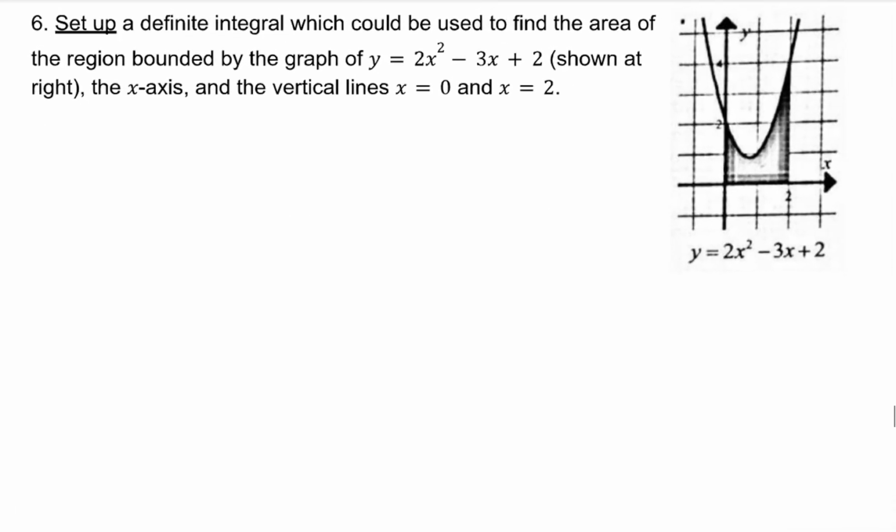Set up a definite integral which could be used to find the area of the region bounded by the graph of y equals 2x squared minus 3x plus 2, the x-axis, and the vertical lines x equals 0 and x equals 2. To find the area of this region between the curve and the x-axis, so integral of this curve, and we're finding a specific area, so from the lower boundary to the upper boundary. Lower boundary A is 0, our upper boundary B is 2. This integral would give us this area. But they didn't ask us to solve it, so we're done.